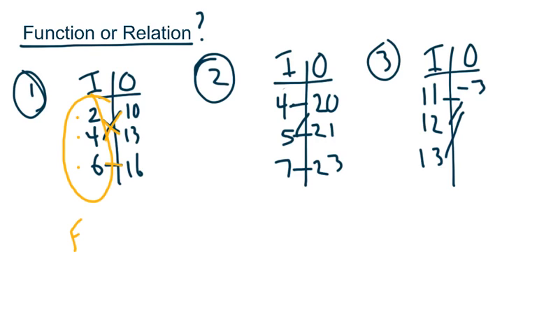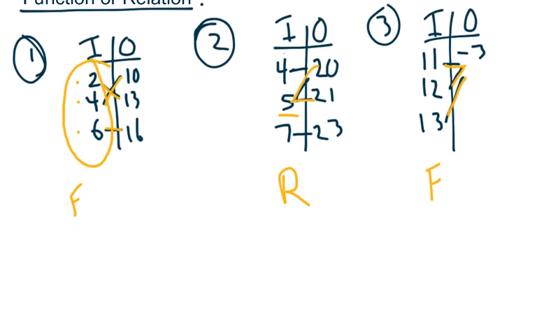Now take a look at number 2. See how 5 here is going to 21 and 20? That's not cool. So what that means is that this is a relation. And then finally, number 3 is kind of a special case. We have 11, 12, and 13, each input going to the same output. It may look like that shouldn't work, but it actually does, because 11 is only going to -3, 12 is only going to -3, and 13 is also only going to -3. So that would be a function.